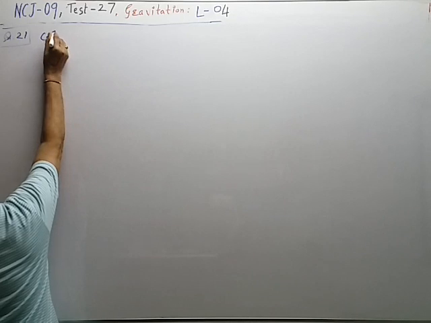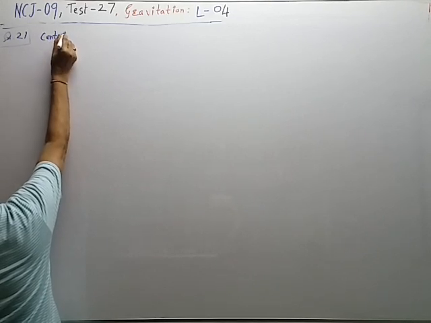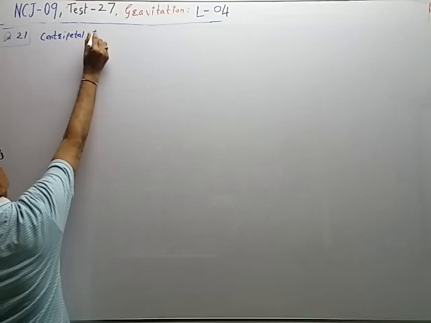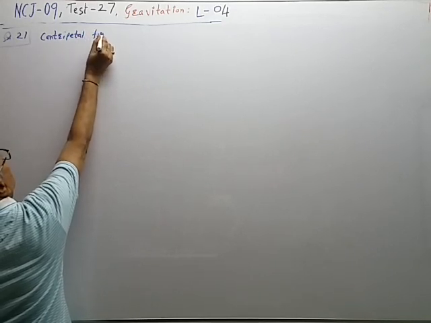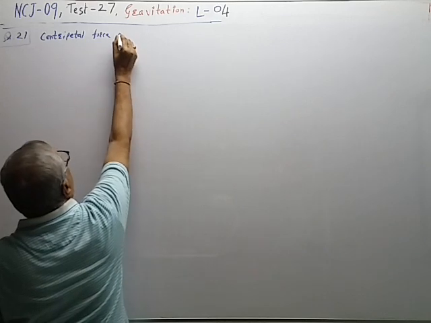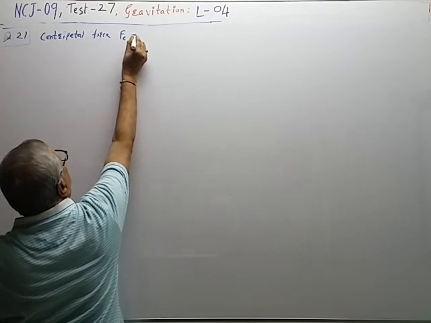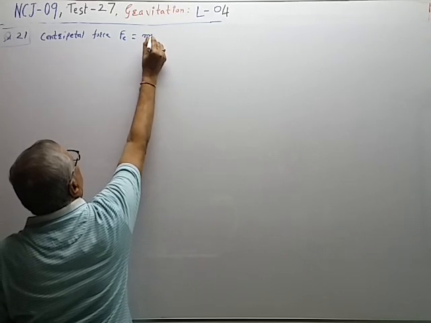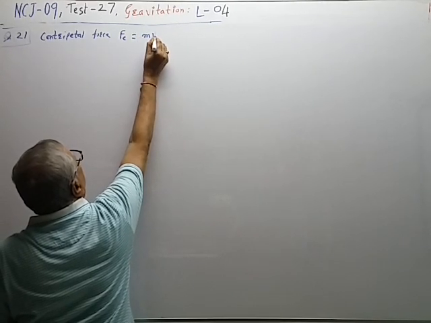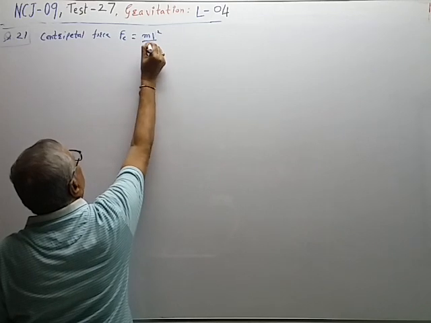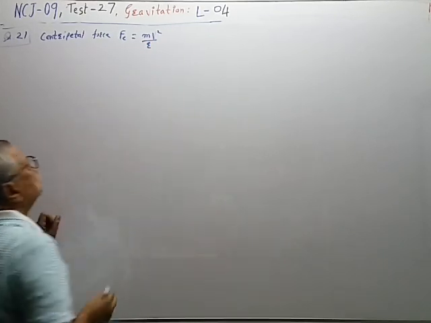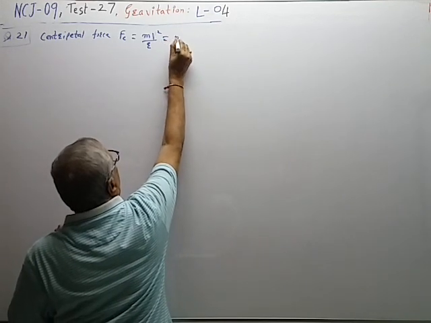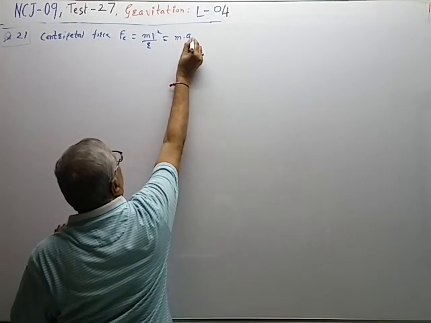Centripetal force Fc is equal to mv square upon r, which is equal to mass multiplied by Ac.